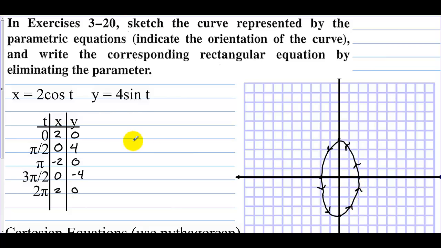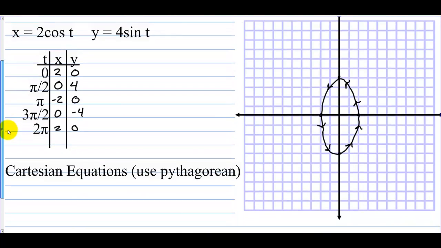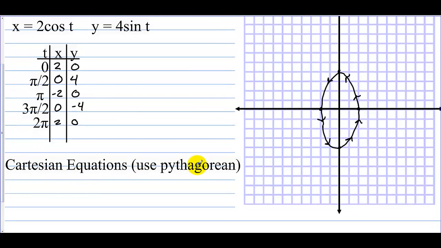And that's probably good enough there. For the Cartesian equation, we're going to use the Pythagorean identity. That's sine squared plus cosine squared equals 1. So x over 2 is equal to cosine of t. Y over 4 is equal to sine of t. And so x squared over 4 plus y squared over 16 is equal to 1.